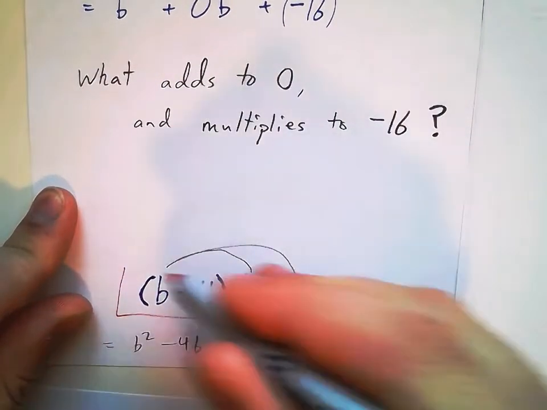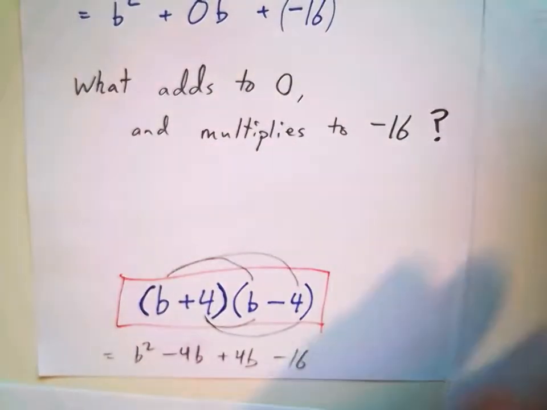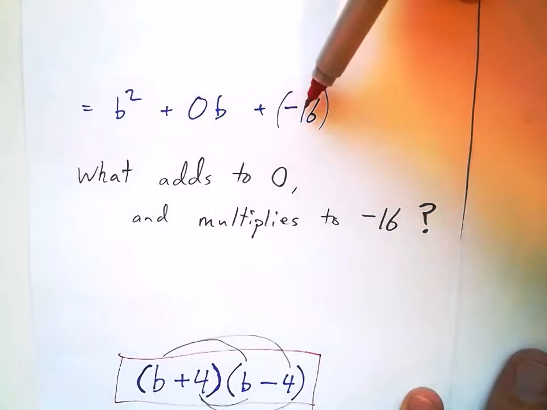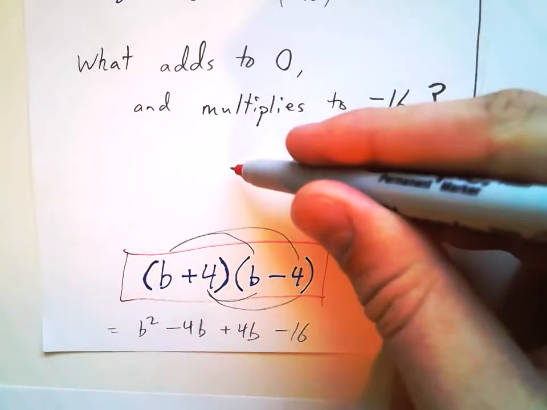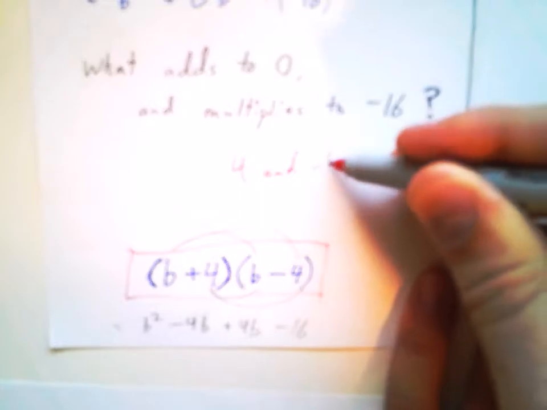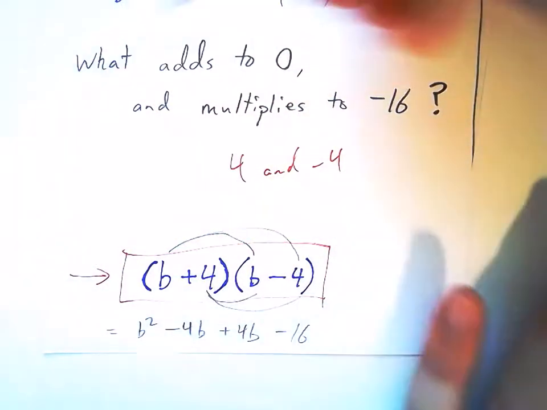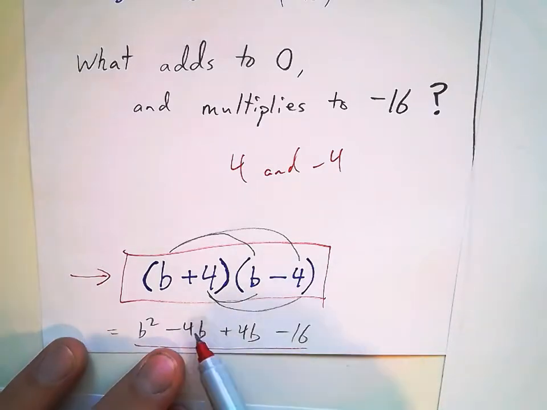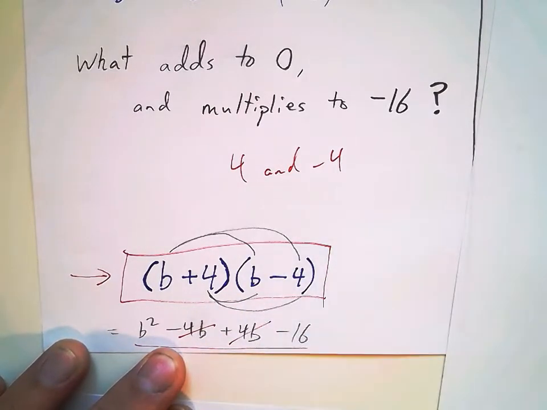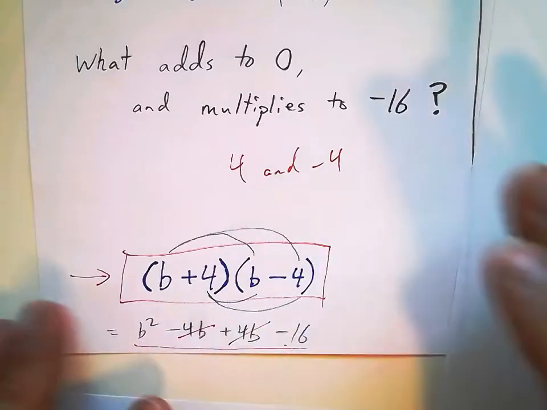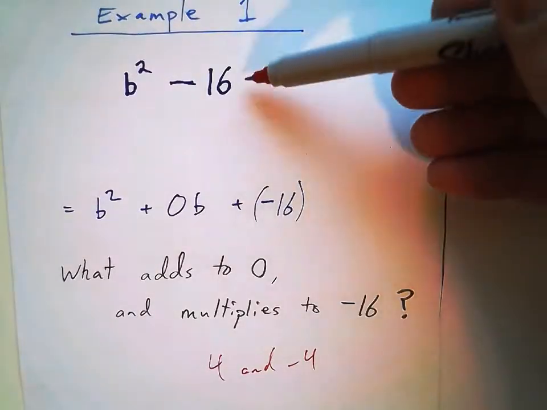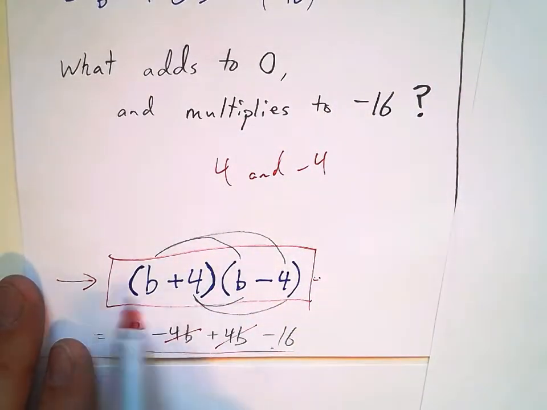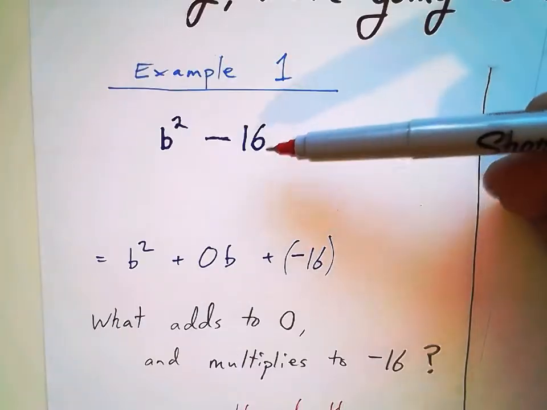(b + 4)(b - 4), because I asked myself what will add to 0 but multiply to negative 16? 4 and negative 4. So I get this, and multiplying it out to check it, I get that. Negative 4b plus 4b equals 0. So b squared minus 16, which is what I started with. So this is the right answer, the factored version of that.